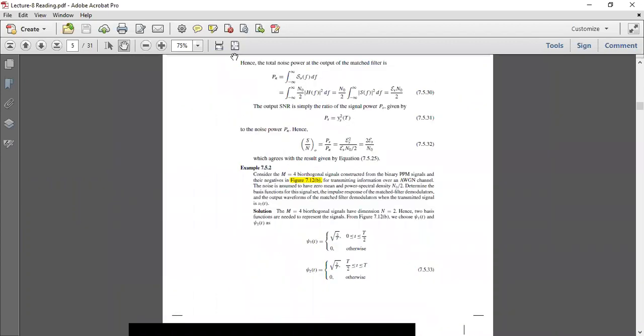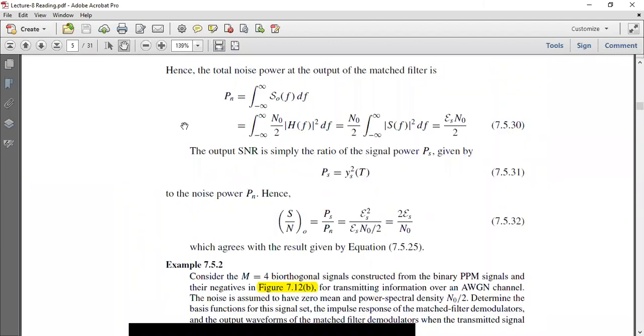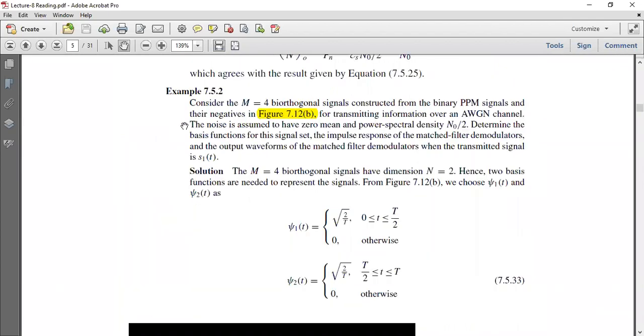Okay. Since it is bi-orthogonal signals, M is equal to 4 and we have dimension N is equal to 2. Hence, two basis functions are needed to represent the signals. From figure 7.12b, we choose phi 1 and phi 2 by this expression. Sometimes these basis functions will be given and sometimes they may not be given. So you can easily find them using the Gram-Schmidt orthogonalization process.